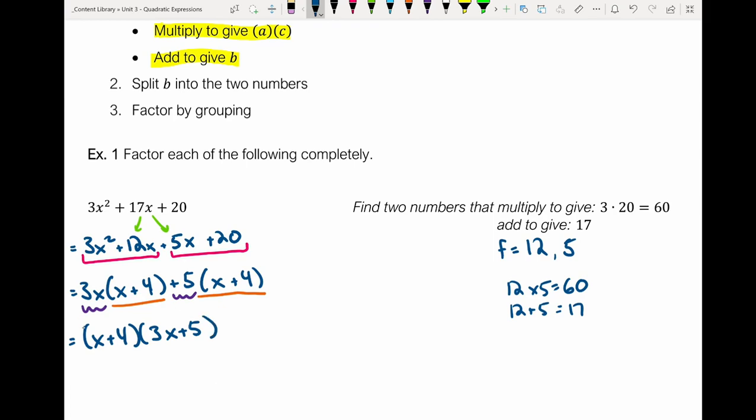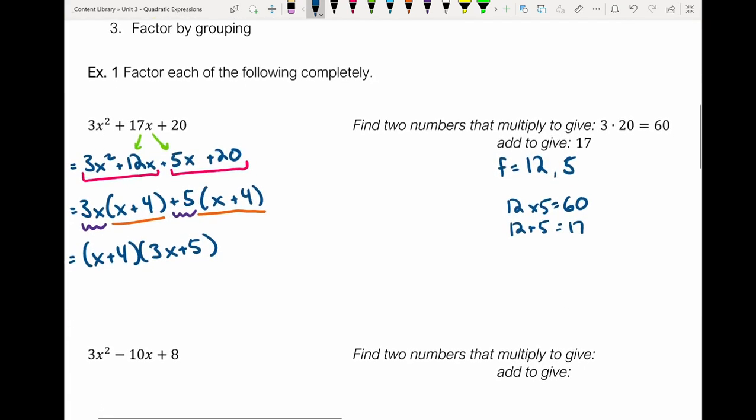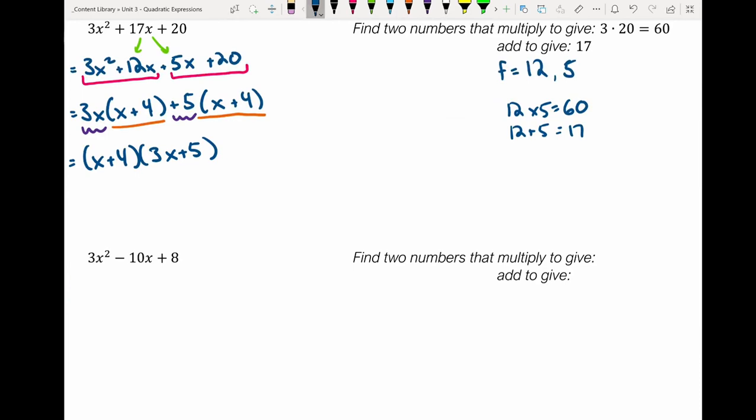And this bottom line, x plus 4 in brackets times 3x plus 5, is my factored form. And if you wanted to check, you could expand this, use your multiplying or expanding binomials FOIL method, and you should get back up to your main answer. So this is how you factor complex trinomials. Let's try to go through another example.